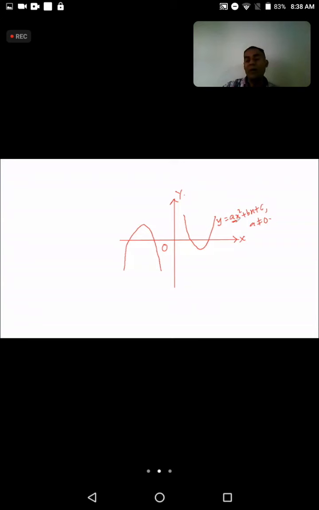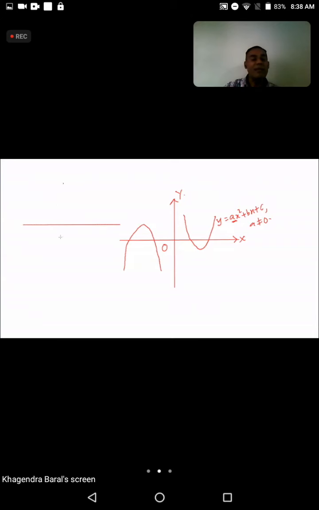And the next one is cubic function. To draw the graph of a cubic function, we again take the set of values that satisfy the equation in the form y is equal to ax cube plus bx square plus cx plus d. And from that we get the graph like this.